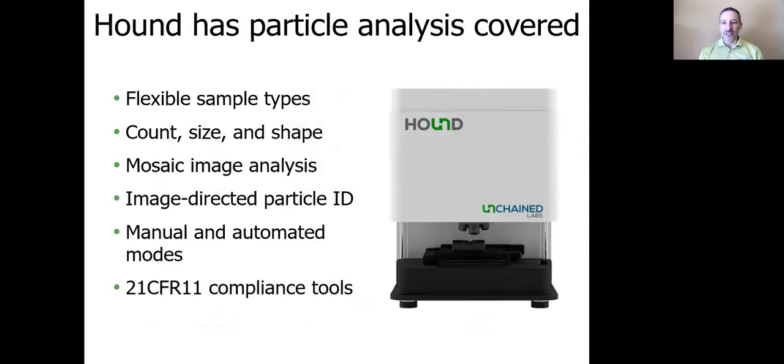Hound can be used in a 21 CFR compliant manner. You have flexibility in sample types, all of the capability of a microscope, and the Raman identification capabilities, all built into one. You can do this manually if you only have a single particle that shows up in a solution, or you could do it automated, where you can run multiple samples, or hundreds of particles, and identify them without actually being in front of the instrument.